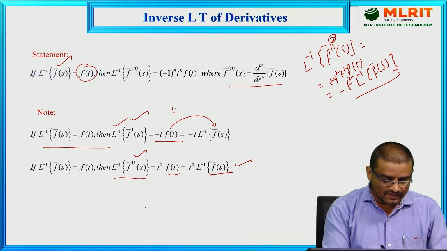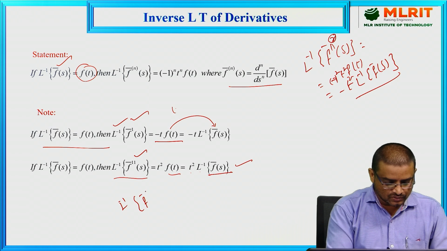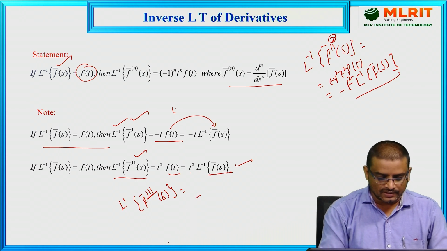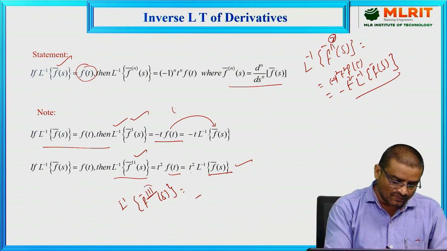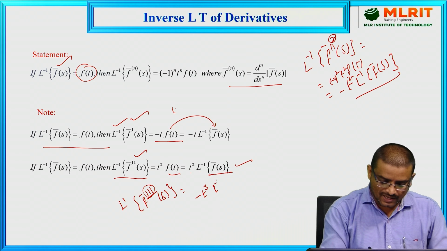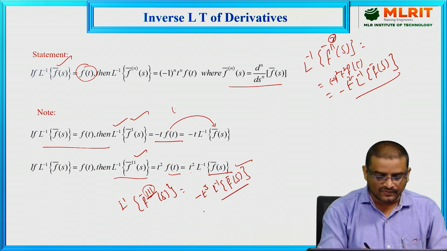And similarly, if you want to find out L inverse of the third derivative of f bar of s, third derivative means 3 is an odd number, so we can keep the minus sign. And the number of times we have applied the derivative is 3 times, so we have to take t cube into L inverse of f bar of s. This L inverse of f bar of s is common for all these things.